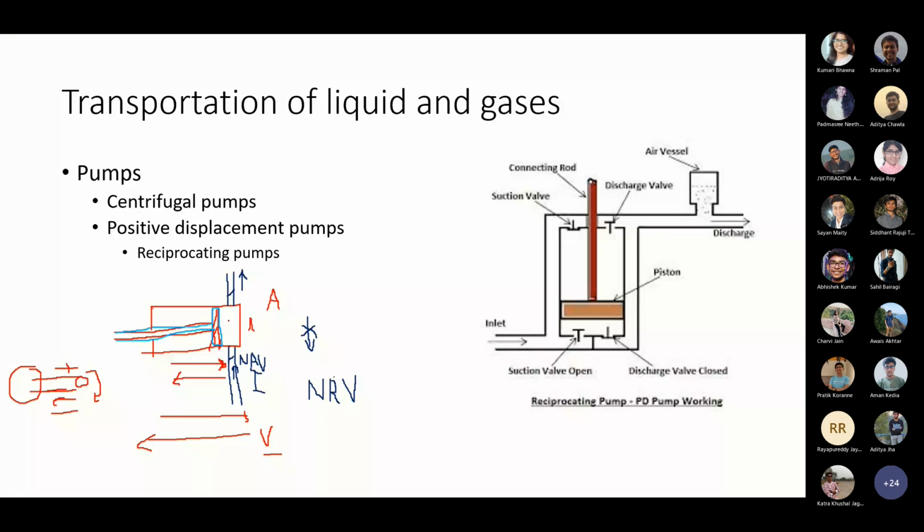Since there is a vacuum pressure here, and if I connect a pipeline to an open well where we have atmospheric pressure or higher pressure, and since there's a pressure difference, the fluid flows from bottom to up. That way, by the reciprocating action of the piston, vacuum generation and fluid discharge both will happen.